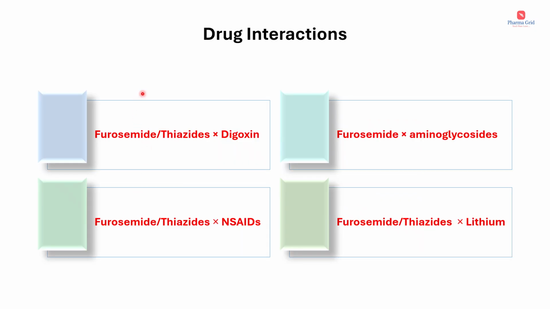So here I have included some of the major drug interactions associated with thiazide and loop diuretics. The first one, furosemide, which is a loop diuretic, or thiazides when combined with digoxin. Digoxin is a cardiac glycoside. So what will happen? These diuretics cause hypokalemia, which increases the binding of digoxin to Na+/K+ ATPase, leading to digoxin toxicity. So this combination will lead to digoxin toxicity.